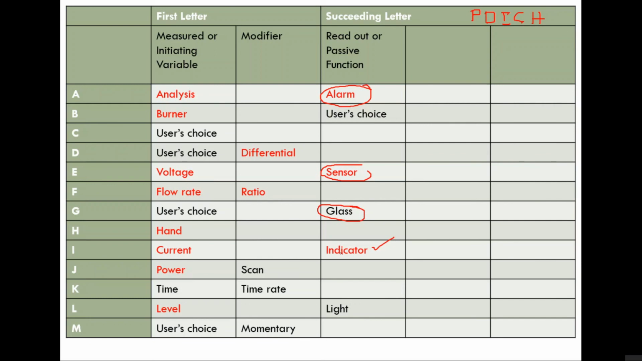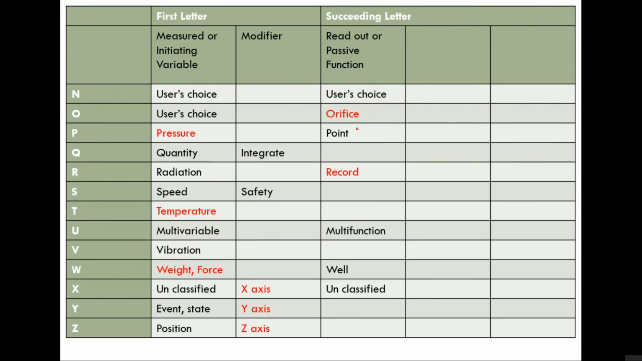Okay. So what are the remaining letters? O. O means restriction, orifice restriction. If you don't know the type of restriction, we can use O. Normally it is used for orifice restriction. So O is for orifice.